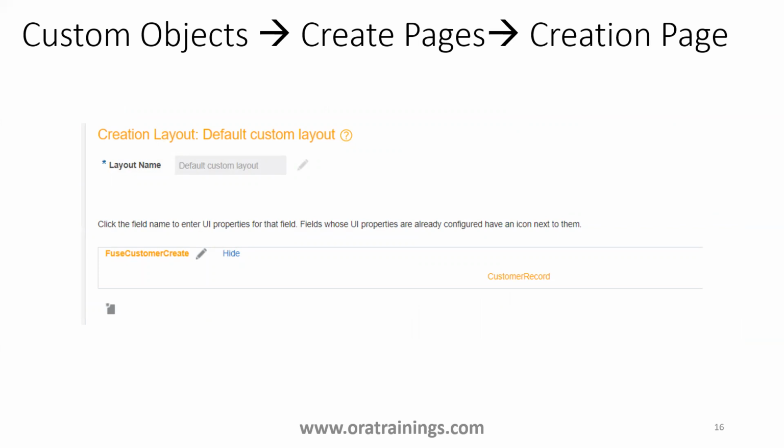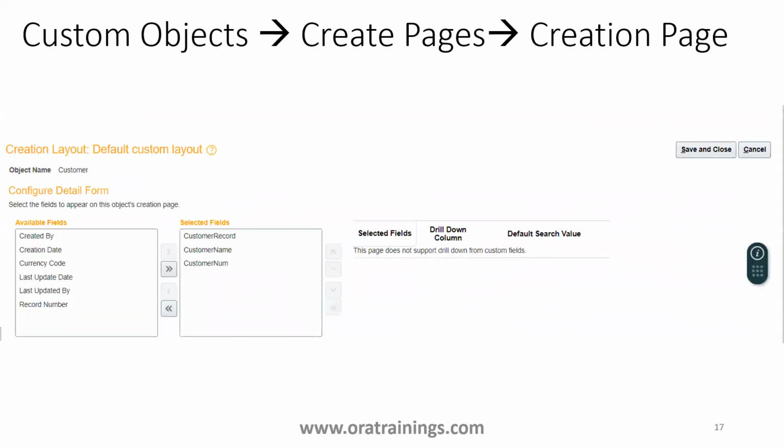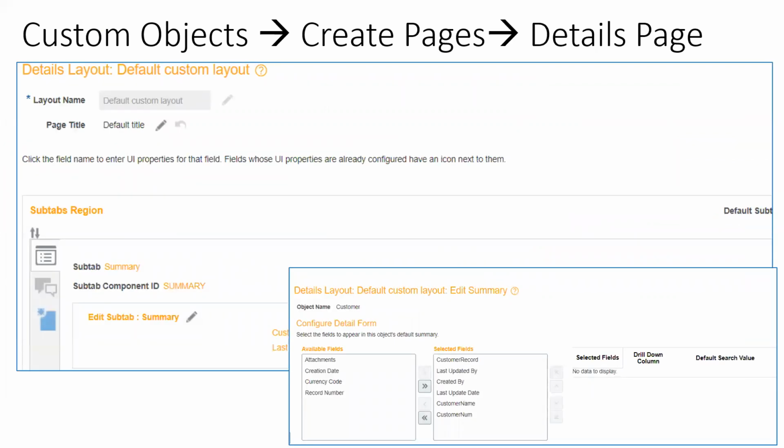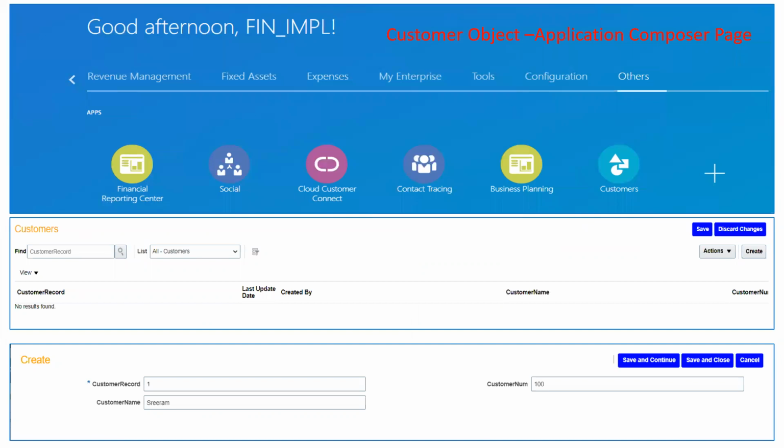Respectively, you can also do the same changes for the creation page. Similarly, you have to move to the right. And also for the details page. Once you have modified the landing page, create page, and details page, these are enough. And here, if you click on the Others tab, you could see your custom object which was created. In our case, it is Customers. Click on that, and it will show this particular page.